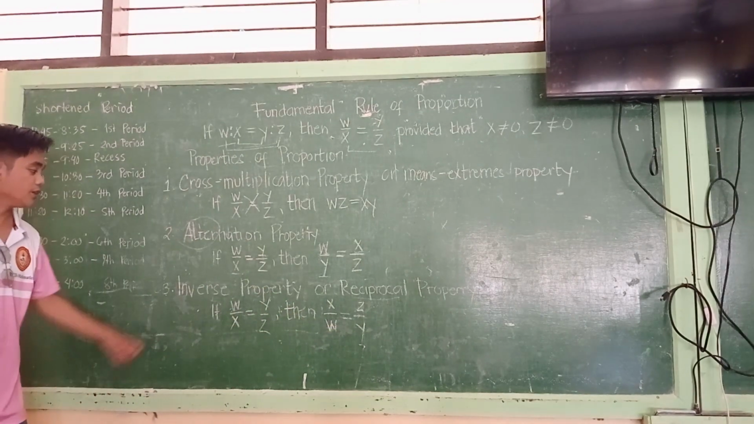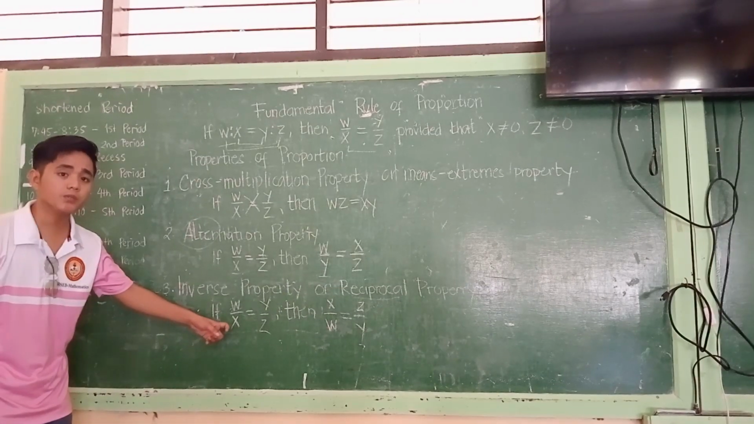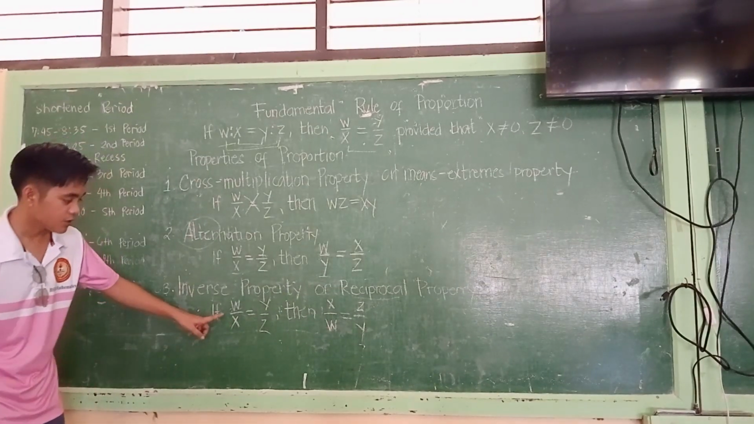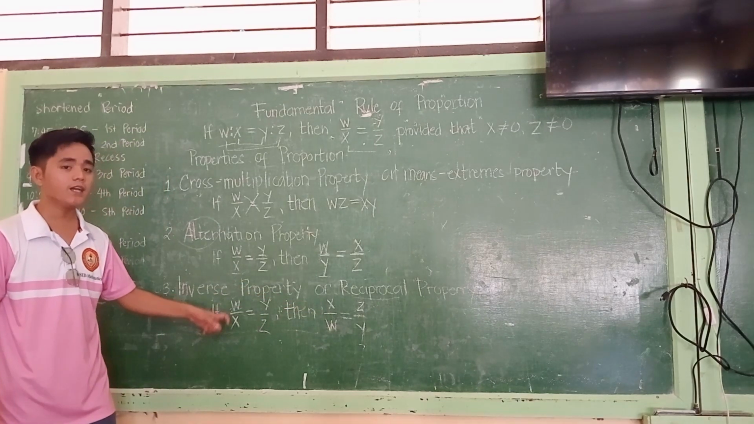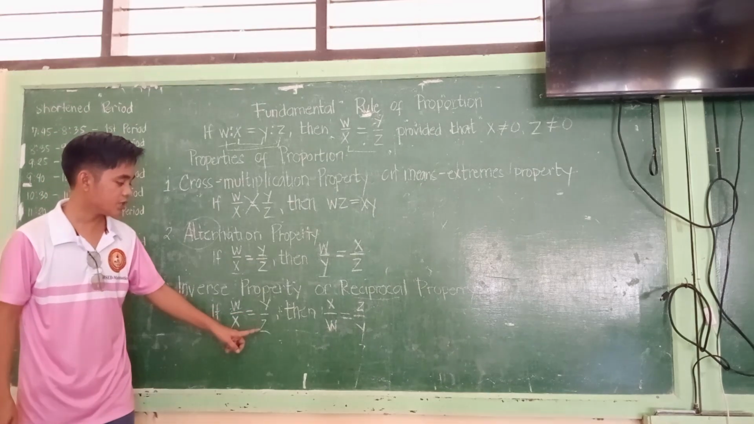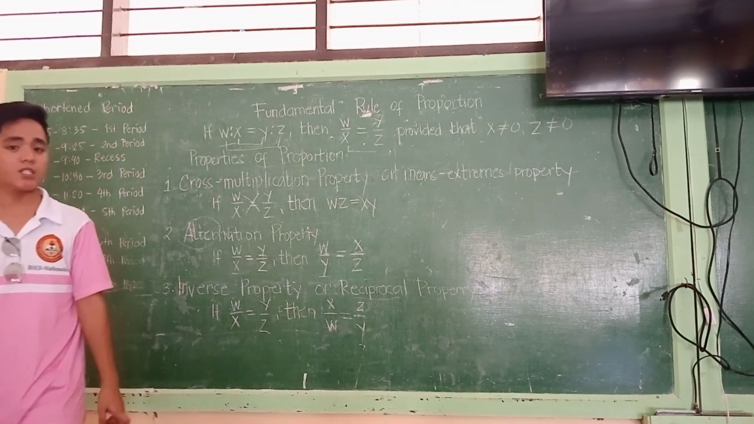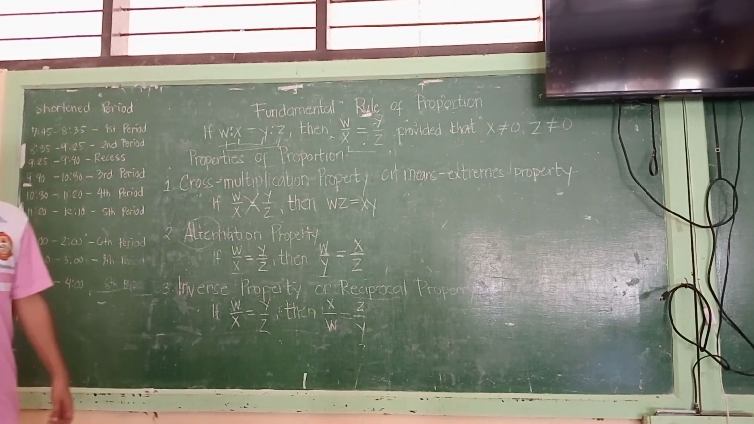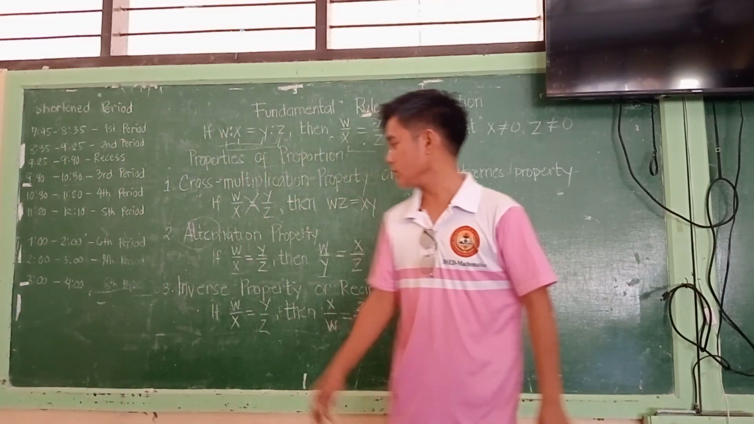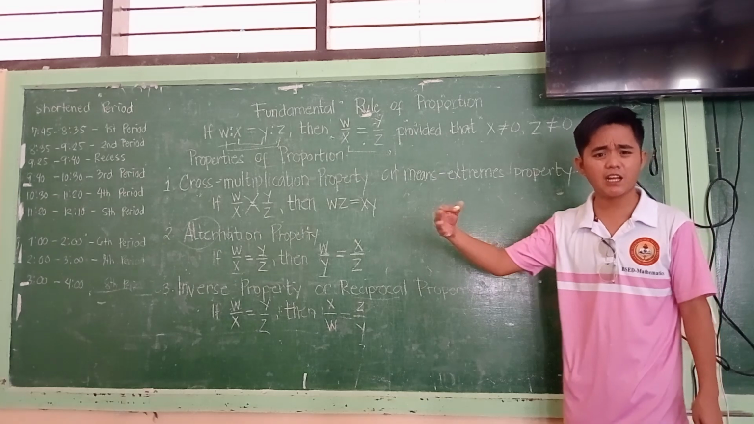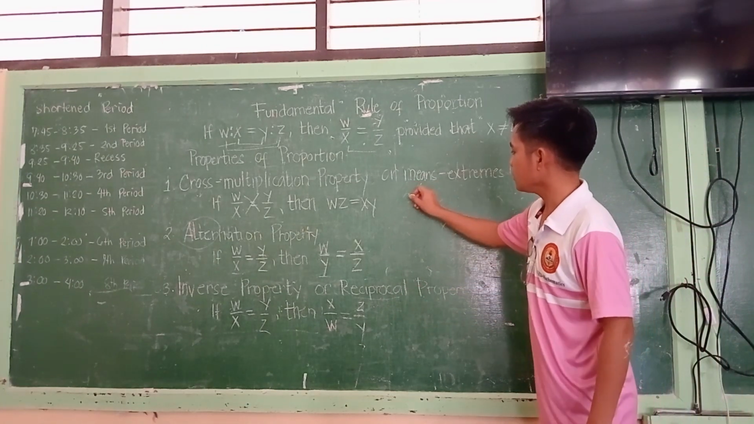Okay, let's apply the inverse, or what we call the reciprocal. Let's get the reciprocal of our proportion. The reciprocal of w over x is x over w. The two are just swapped. And then y over z becomes z over y. That is the reciprocal property. Okay, understood? Now an example. The answer will be the same anyway, but let's do an example.